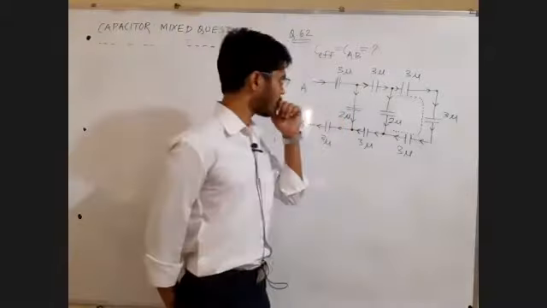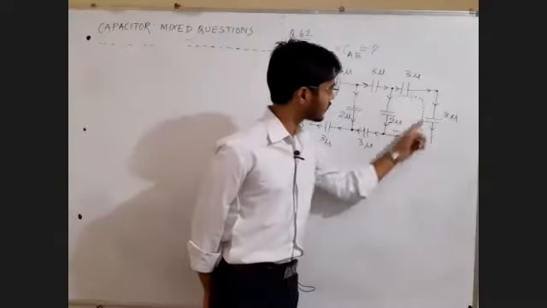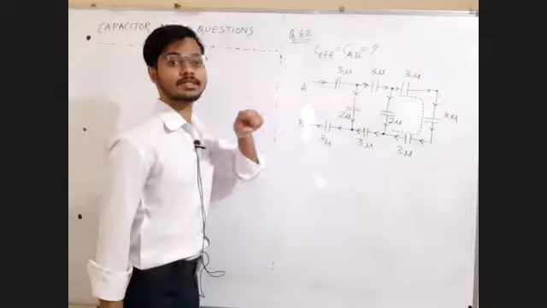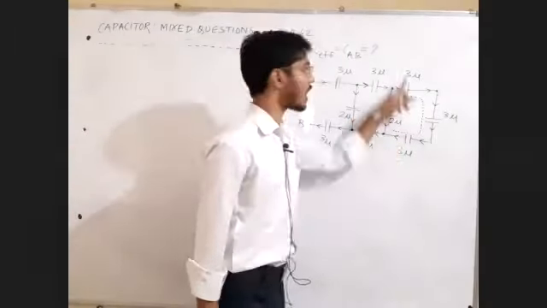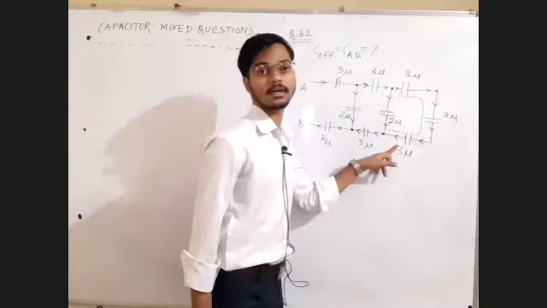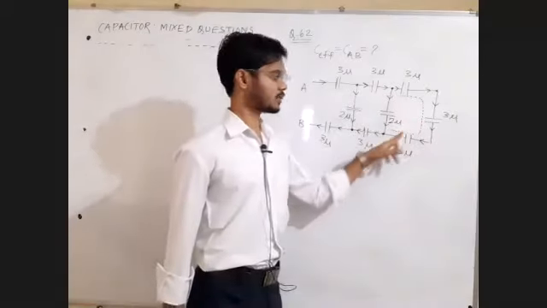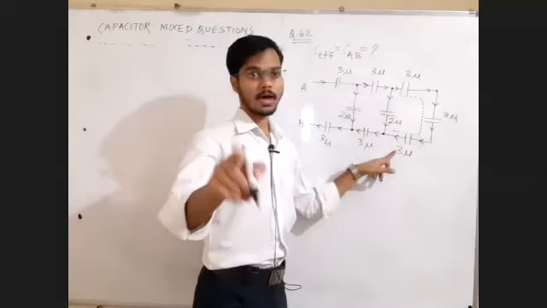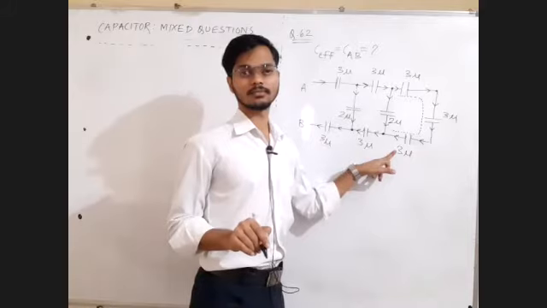In this branch all the three capacitors are in series. Capacitors in series means rule of resistances in parallel. 3, 3, 3 parallel, R parallel. Capacitors in series, resistors in parallel. R parallel. Answer is... correct.